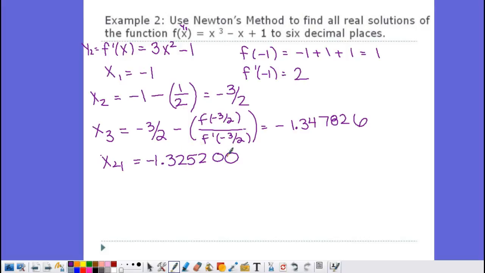1.325200. AP says cut your decimals, like you don't have to round them, so you just cut it at 6. Hit STO-X, enter. Second enter. And we get x5 is negative 1.324718. So we still haven't repeated, so we got to do it again.